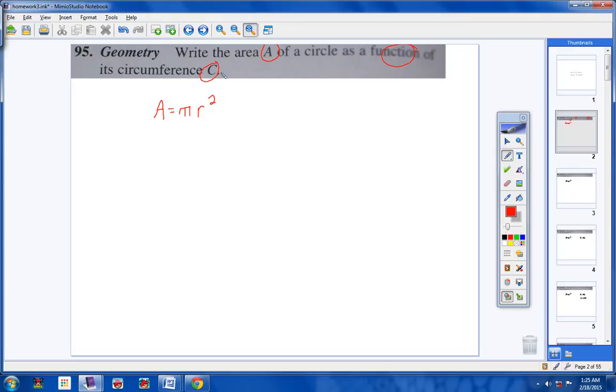Okay? So in other words, I want this r to be gone, and I want there to be a C there. Okay? So here is my formula I'm starting off with. Now, somehow I've got to get rid of this r and get a C in there. So somehow over here, I need to have an equation that has a C in it and an r in it. Circumference and radius.